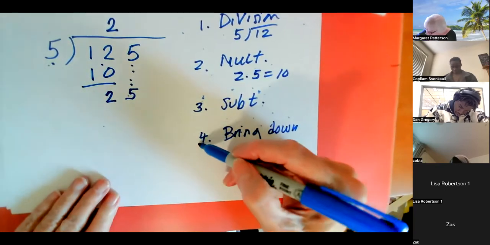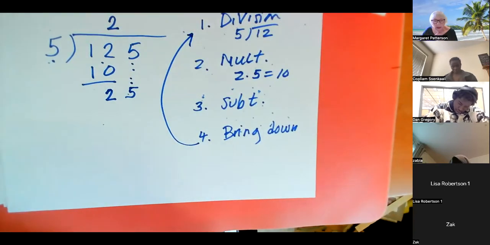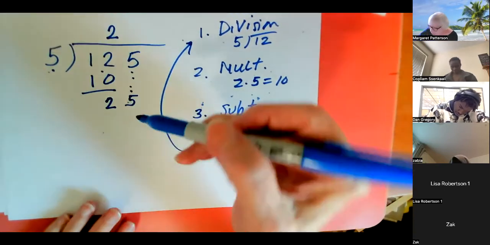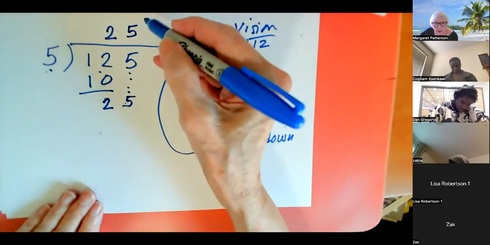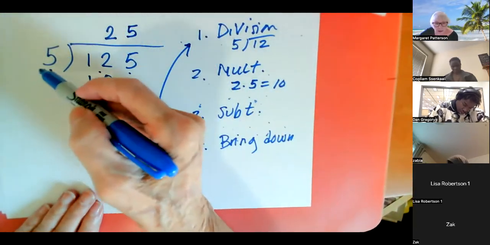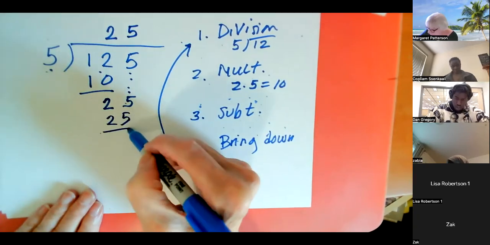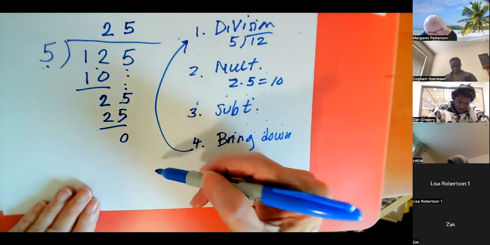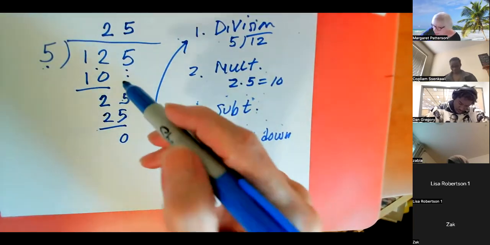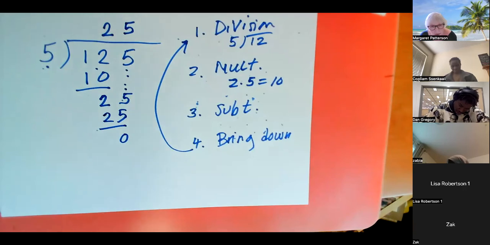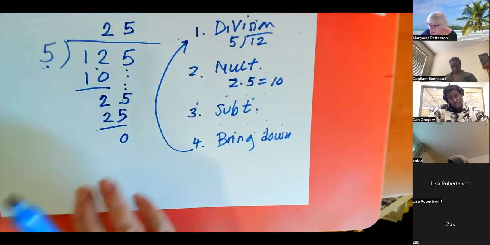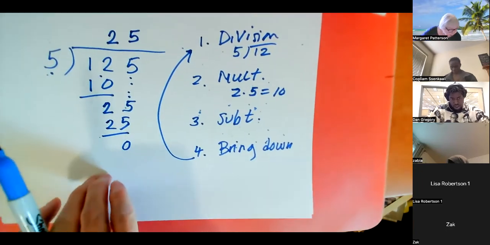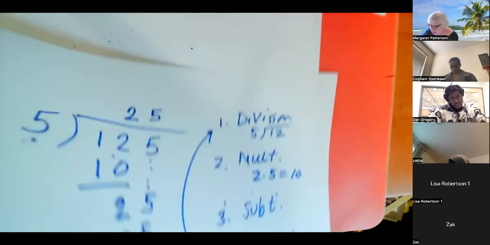And then you repeat. So now it's 5 into 25 is 5, and you're repeating yourself. 5 times 5 is 25. Then you subtract, and in this case it was 0, and there was nothing left to bring down, so you're basically done. There's your answer. So those are the 4 steps. Now, all of this depends on knowing your multiplication facts. The real question is, do you?